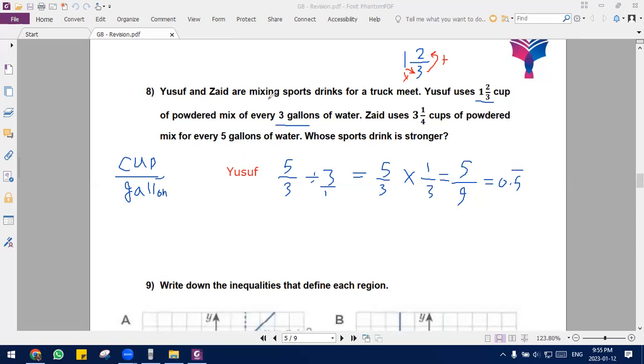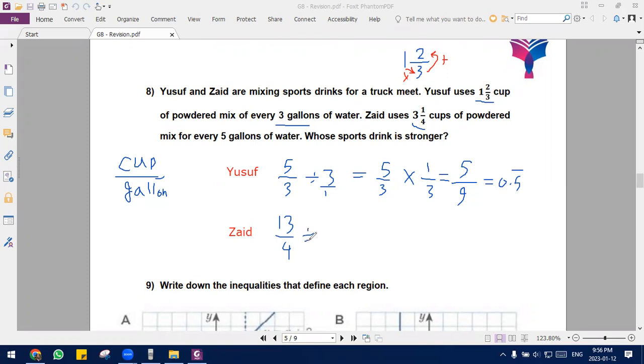Okay. So this is the amount of cups that Yusuf used per 1 gallon of water. Now let's try it for Zaid. So for Zaid, he used 3 and 1 over 4. Again, let's change it to improper fraction. So 3 times 4, 12, plus 1 is 13. 13 over 4.